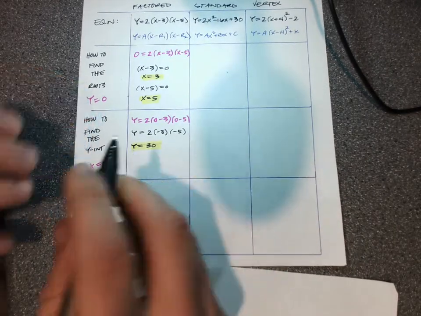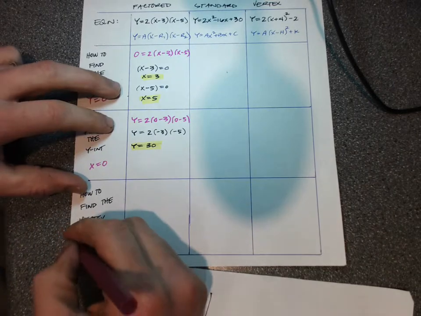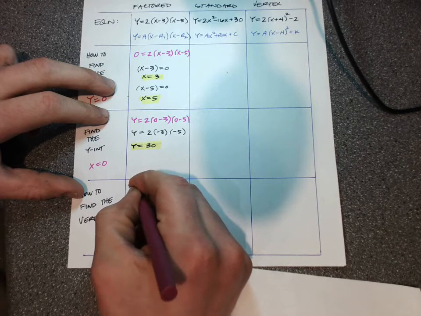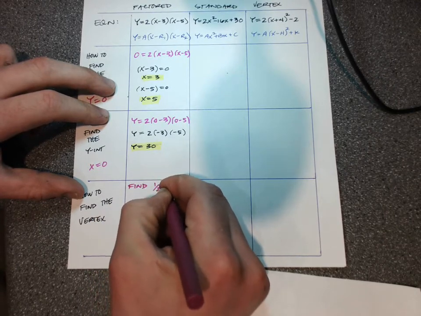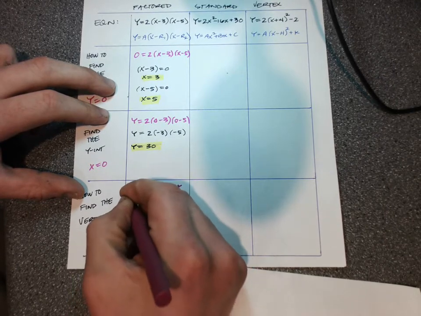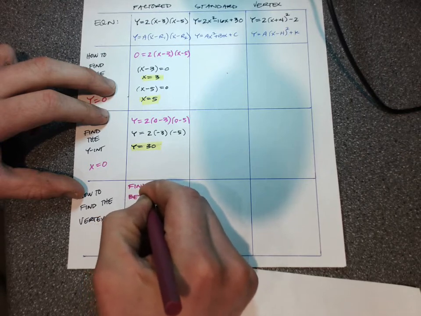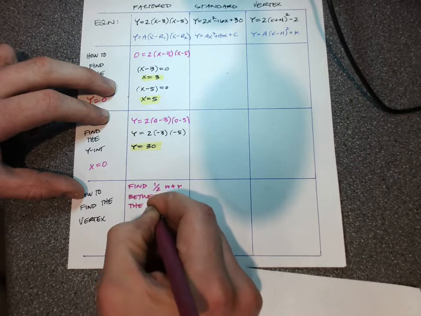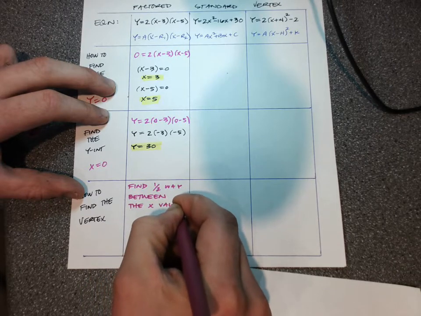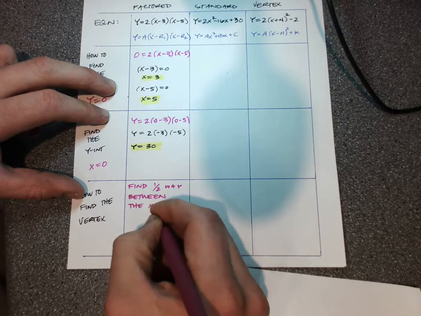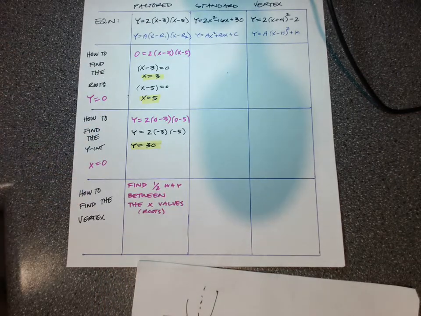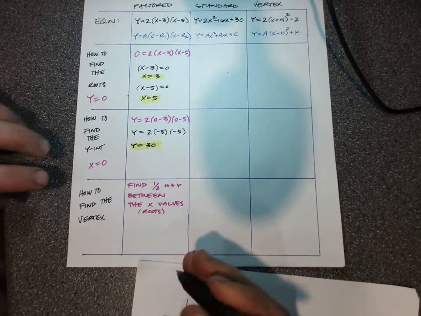And so for this specific part here, we're going to find halfway between the x values, the roots, I mean. Okay, so that was x is 4.